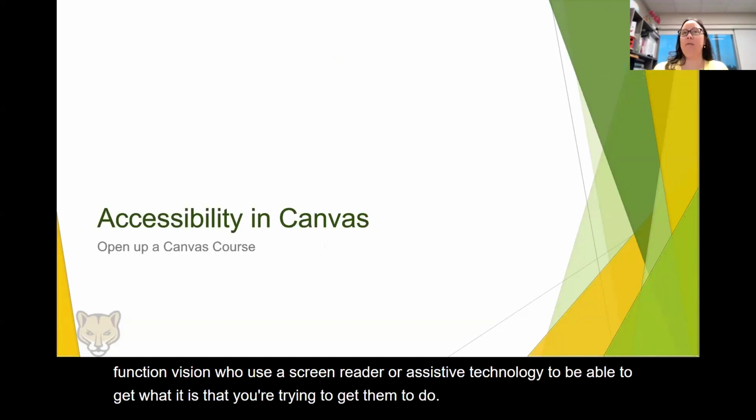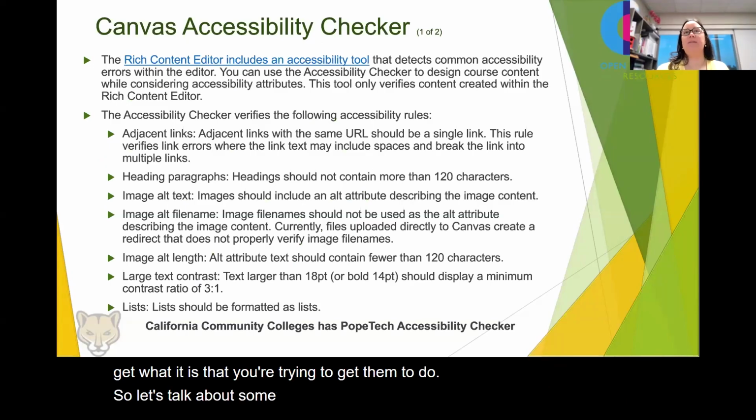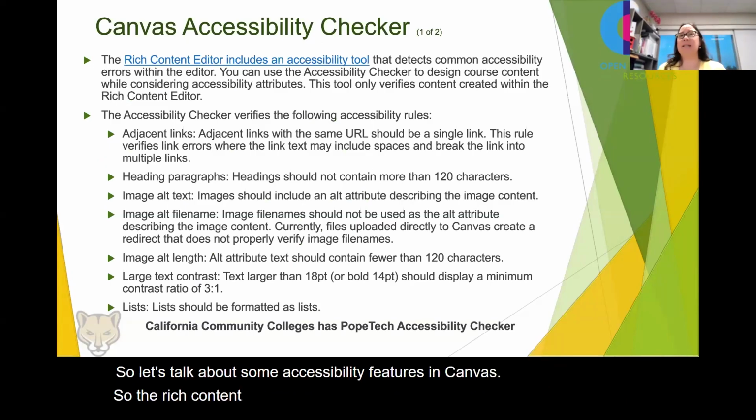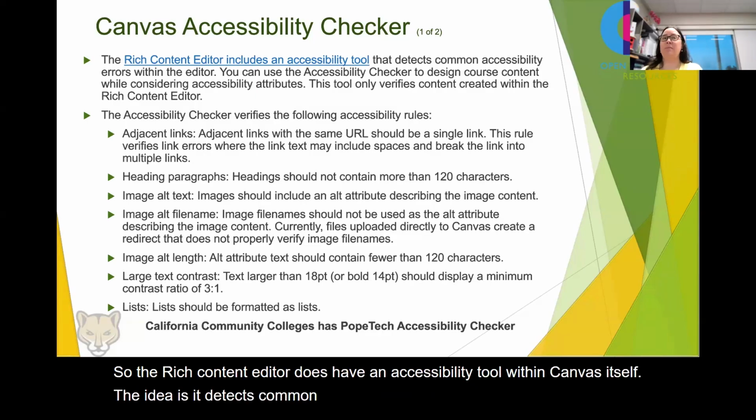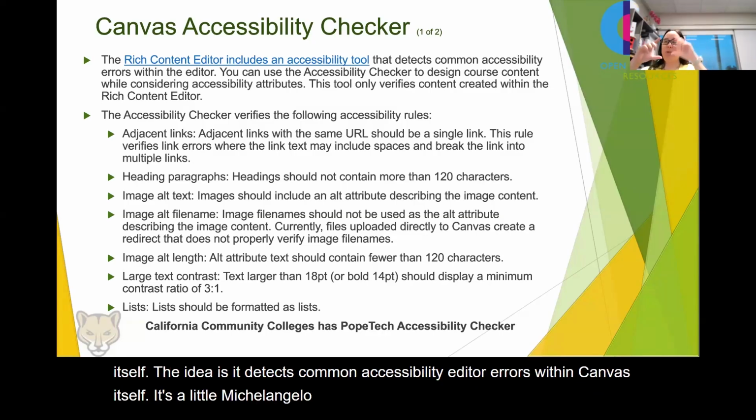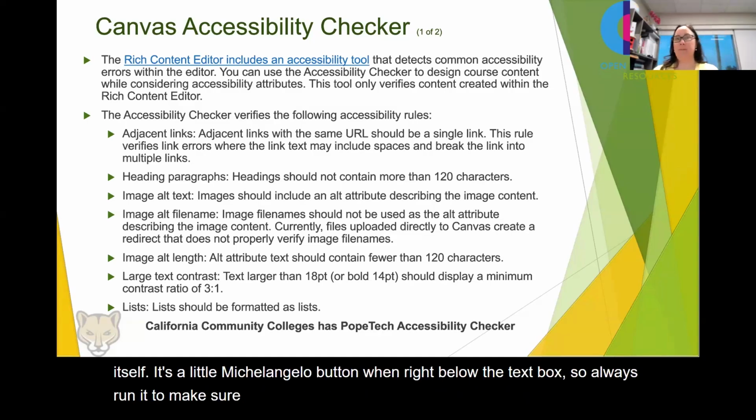So let's talk about some accessibility features in Canvas. The rich content editor does have an accessibility tool within Canvas itself. The idea is it detects common accessibility errors within Canvas itself. It's a little Michelangelo button right below the text box. So always run it to make sure that it is accessible.